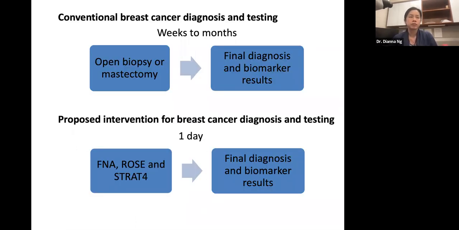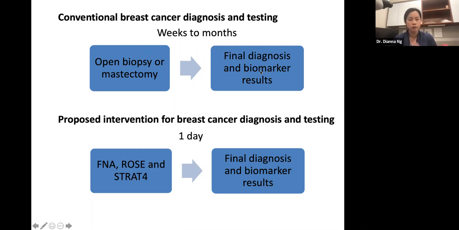And so I started brainstorming with my LMIC collaborators, and we really identified this hormone receptor testing and breast cancer diagnosis as a major gap, just because there's so many women with breast cancer in Tanzania. And if we could just help expedite the diagnosis, at least it would help to close the gap a little bit. So here's the conventional paradigm where a woman gets an open biopsy or mastectomy, and it takes weeks to months to get a final diagnosis and her biomarker results.